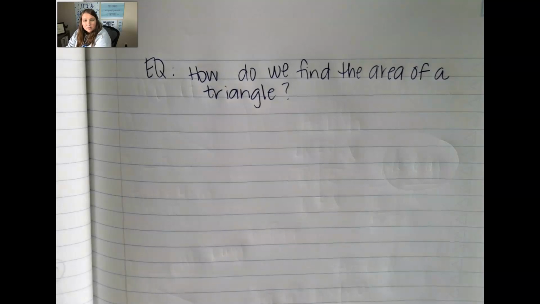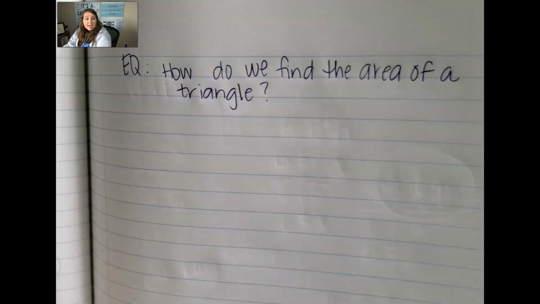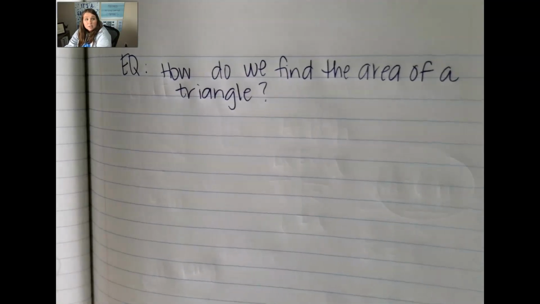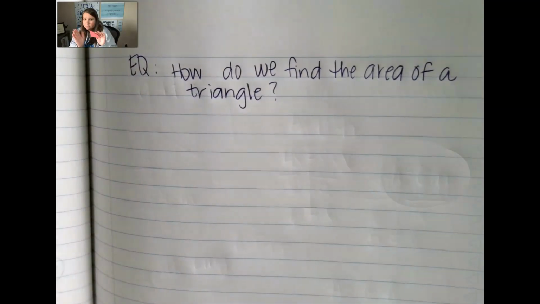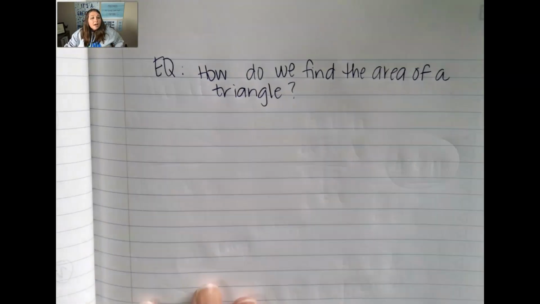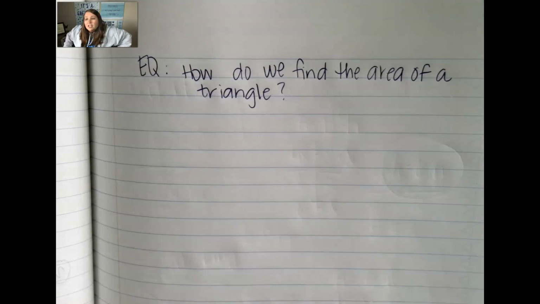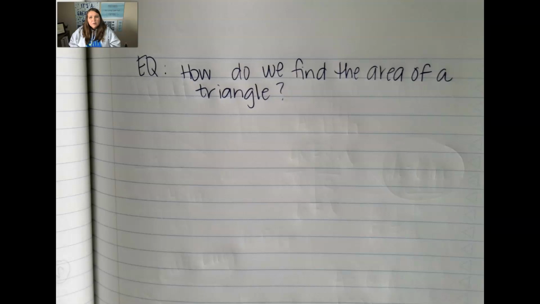Everyone. Over the last few lessons, we have been learning about parallelograms and how parallelograms used to be rectangles that just shifted a little bit and became kind of slanted. Now we're going to talk about triangles and how triangles also used to be a rectangle or a square and how they've just changed a little bit. So in our lesson today, we're going to be looking at how do we find the area of a triangle?